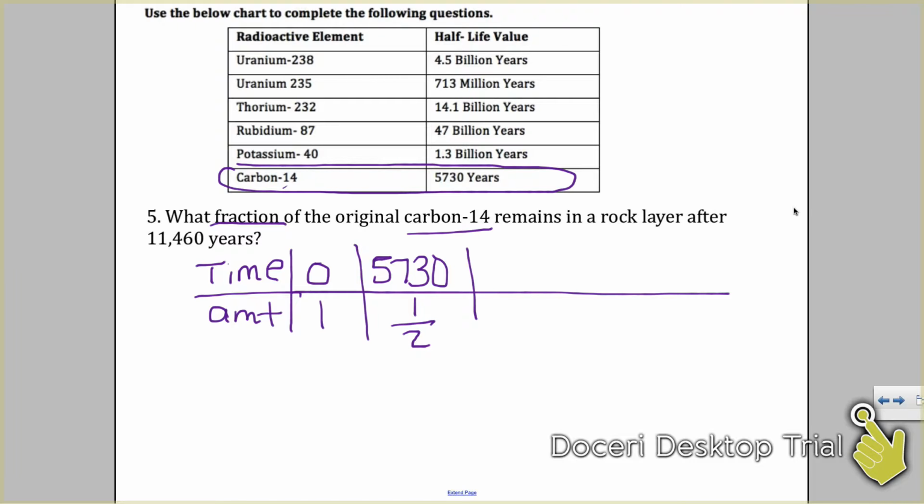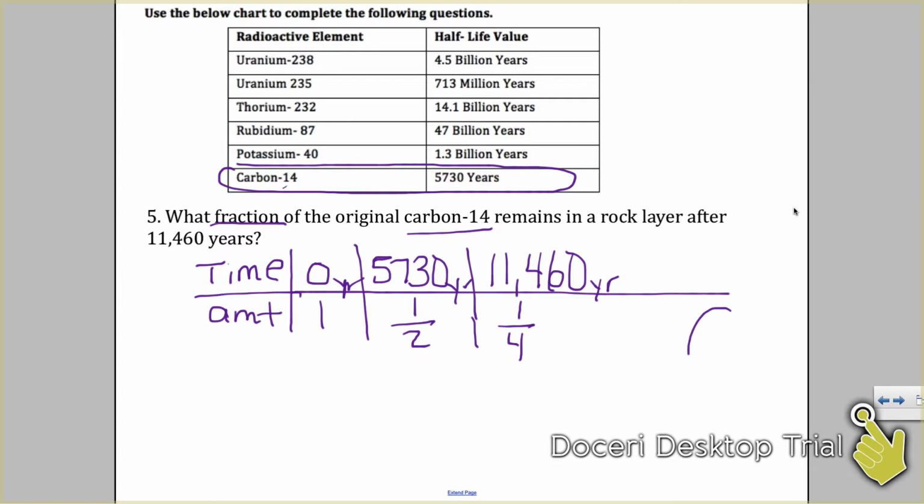Are we done yet? What time span are we trying to get to? 11,460. So then, over another half-life would be what? 11,460 years. What would be the fraction? Two-fourths. A half of a half is what? One-fourth.